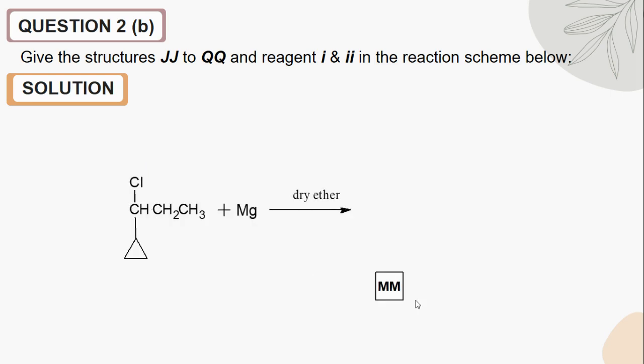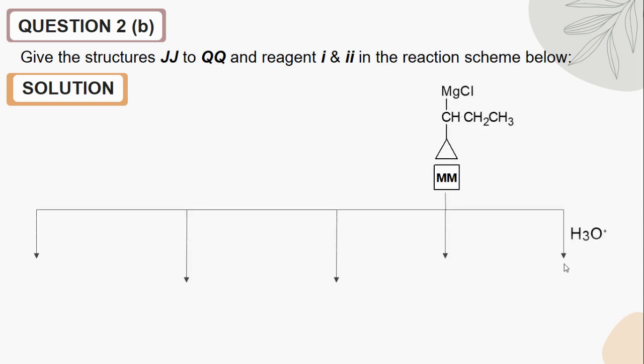Proceed to question MM. When haloalkane reacts with Mg in dry ether, this forms MM, and MM is your Grignard reagent. So in place of Cl, you will have MgCl. The next reactions all follow from the Grignard reagent. The first one, when the Grignard reacts with H3O+ or hydrolysis, it will form an alkane. So NN is the structure, alkane. This correct structure is 1 mark.